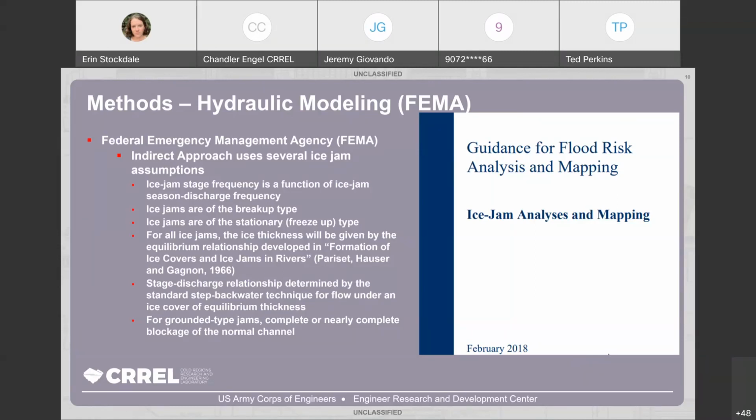They do actually talk a little bit about grounded jams. While this certainly can happen in nature, we generally don't model those in the Corps, because when a jam gets grounded, a lot of the force balance equation assumptions don't apply, because it's no longer buoyant ice. So we don't often model that, but certainly that's something that could be considered if that's necessary for your project.